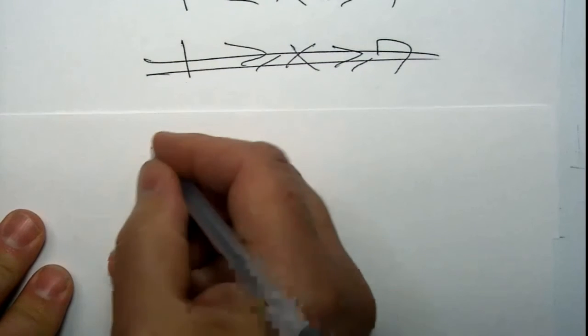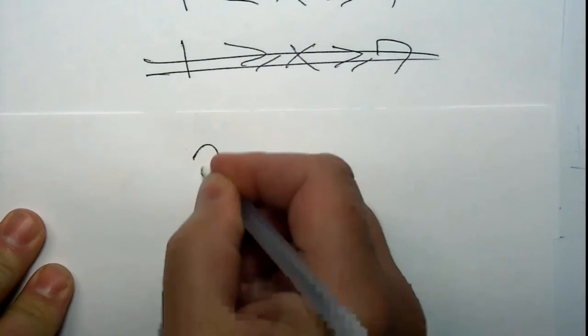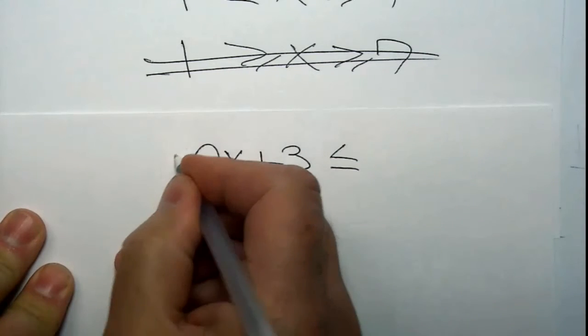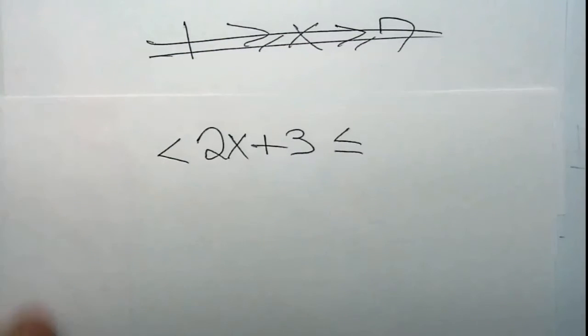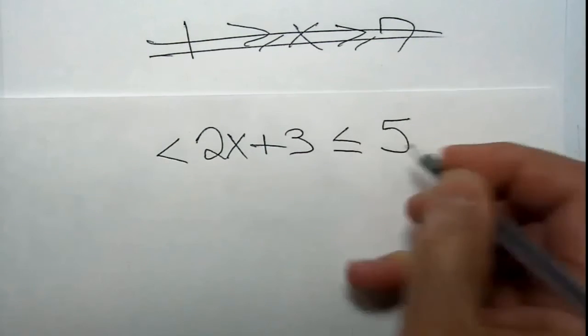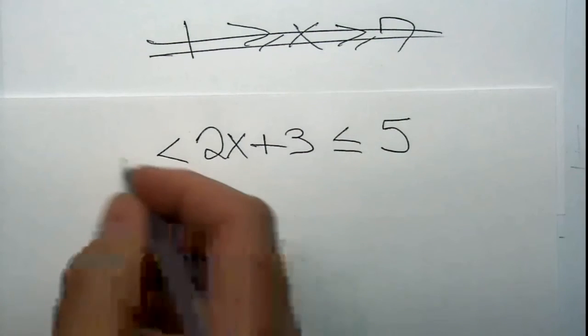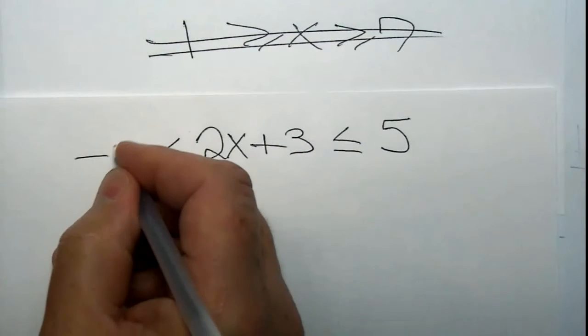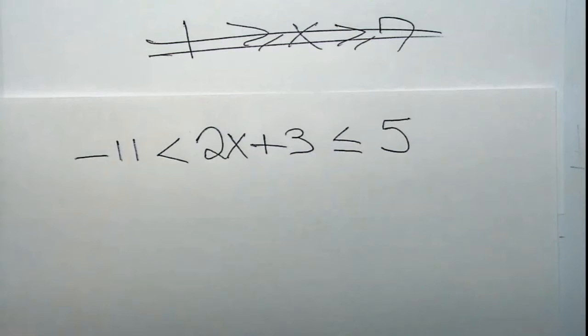So now let's solve a double inequality. What if we had in the middle a 2x plus 3? Let's say they already pointed to the left. That's actually going to make life a little easier. On this side, I'm going to put a 5. And on this side, I'm going to put a minus 11. How's that?